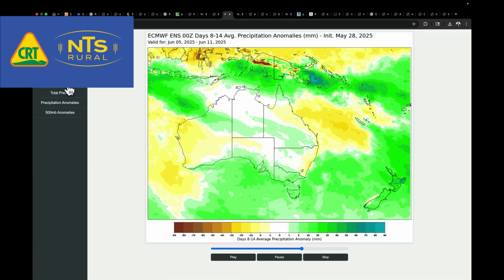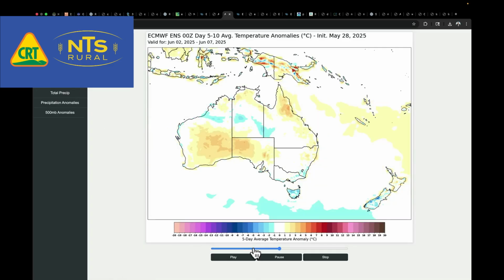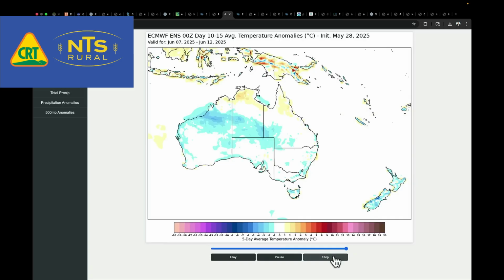Since we're here, let's go and look at temperature anomalies. There's the next 5 days according to the European model. This is day 5 through 10. And this is out there day 10 through 15, the cool down behind that broader front that's expected to come through.